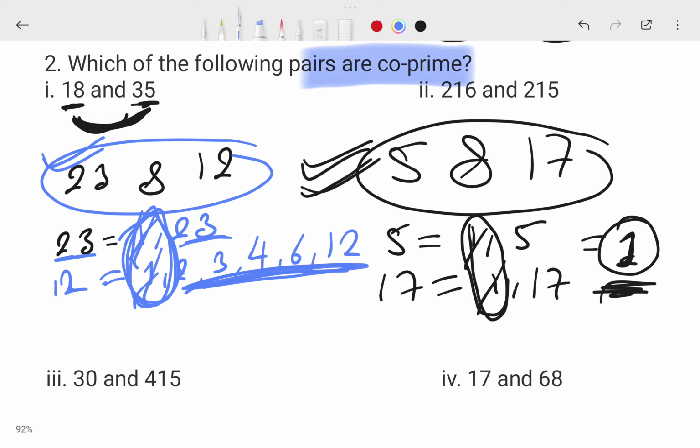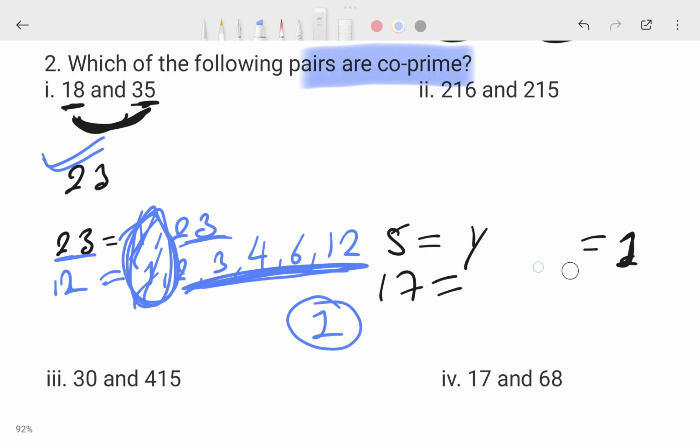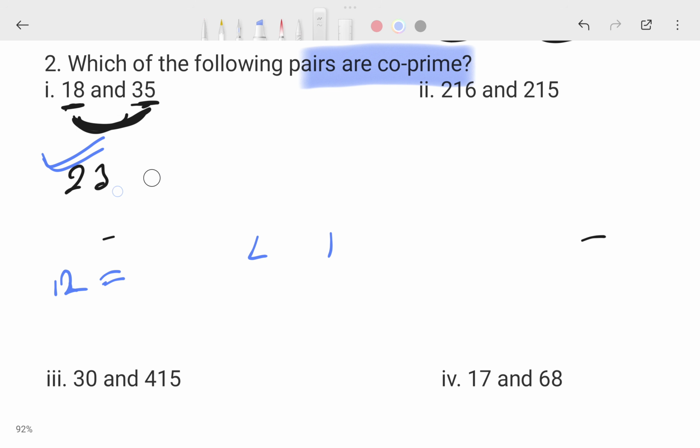Co-prime means there has to be only one common factor, that is 1. In co-prime numbers, there has to be only one common factor, that is 1. I hope you will understand. If you understand, then let's do our exercise.